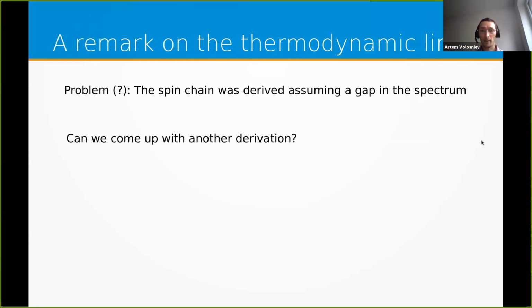Here is a remark that I want to put on the thermodynamic limit. When we derived all this, we implicitly assumed a gap in the spectrum, because when we discuss this perturbation theory, we assume that we know the manifold exactly. It's not really a problem, one could come up with another derivation, but I want you to be aware that we need this gap in the spectrum for all this derivation to work.